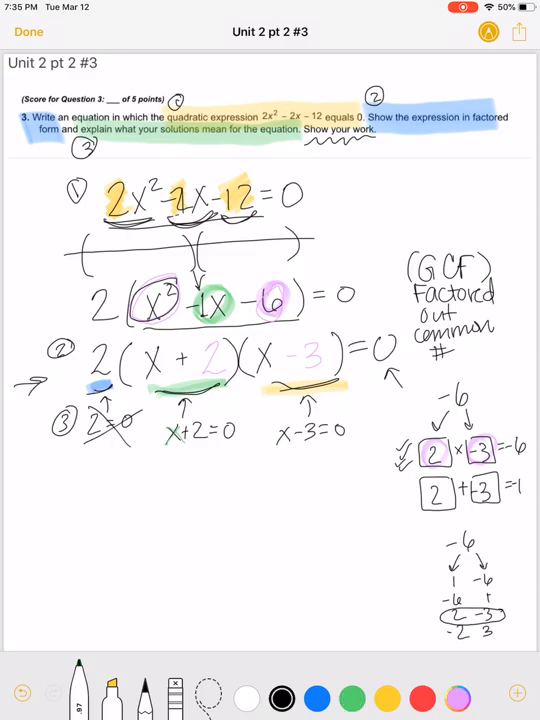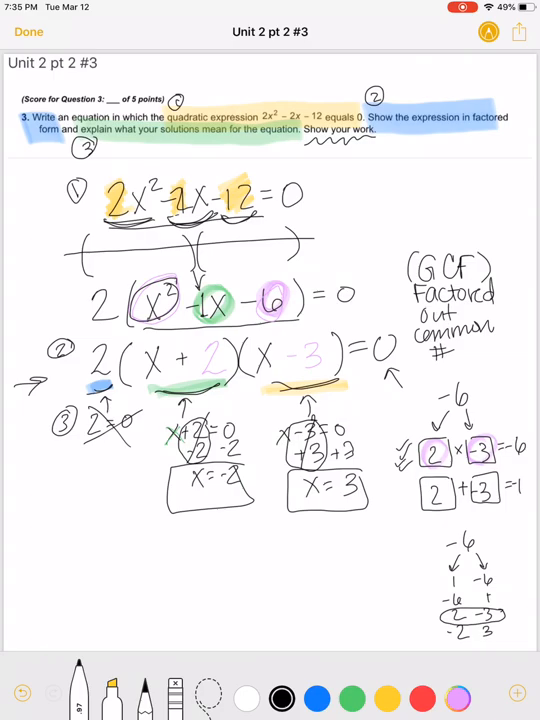In order to do that, we're going to get rid of the 2 by subtracting it, doing an inverse operation on both sides. Positive 2 and negative 2 will cancel out. We'll have x equals negative 2. So that is one of my solutions. Now we need to look at our second piece there. In order to get the x by itself, we're going to add 3 to both sides. Negative 3 and positive 3 will cancel out, and you'll get x equals positive 3. And we finally have our solutions.